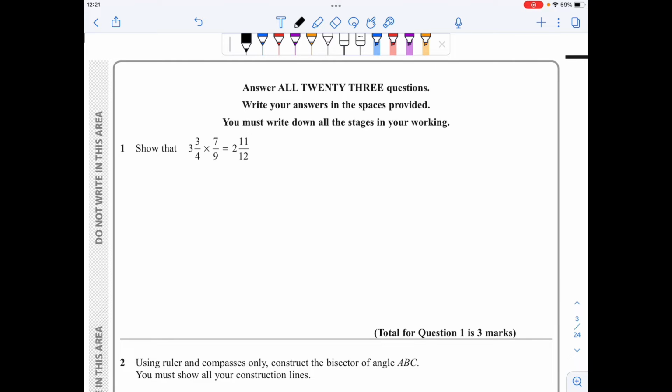For question 1, I'll convert the fractions into improper fractions. So left hand side equals 15 over 4 times 7 over 9. And now I can simplify the 15 with the 9. I've got 5 and 3. So I get 35 over 12, which is equal to 2 and 11 over 12 as required.